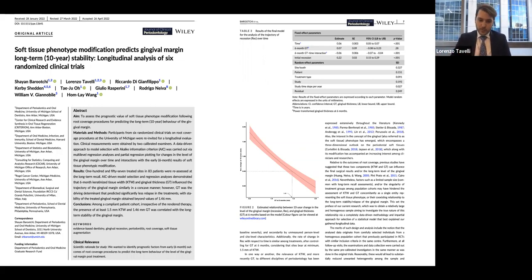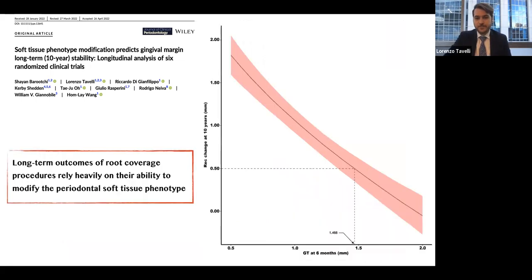But our goal was to see this in a controlled population, not in just patients that randomly received a procedure. So we had all the data at baseline and at either 6 months or 1 year. We wanted to see, in the same cohort of patients that participated in these clinical trials where root coverage was performed, what were the factors associated with the long-term stability of the outcome, which has recently become a topic of great interest in the scientific community. And also for patients that often ask me, is this treatment going to last over time?